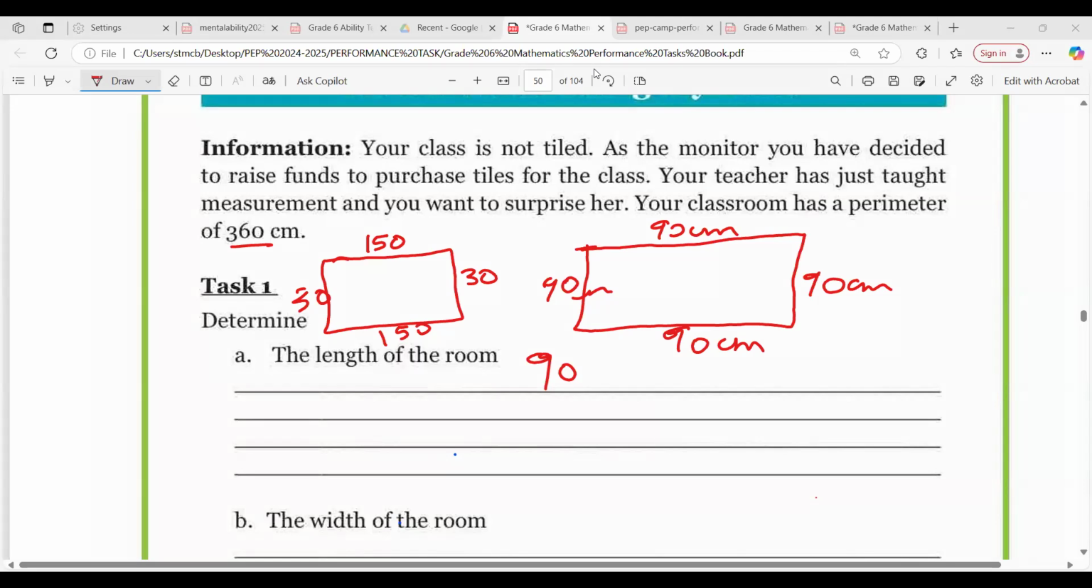Kejhan. Go ahead, Kejon. Sir, I did 90 as well. Oh, 90 with 30? Oh, 90 by 90. All right. Yes, sir.